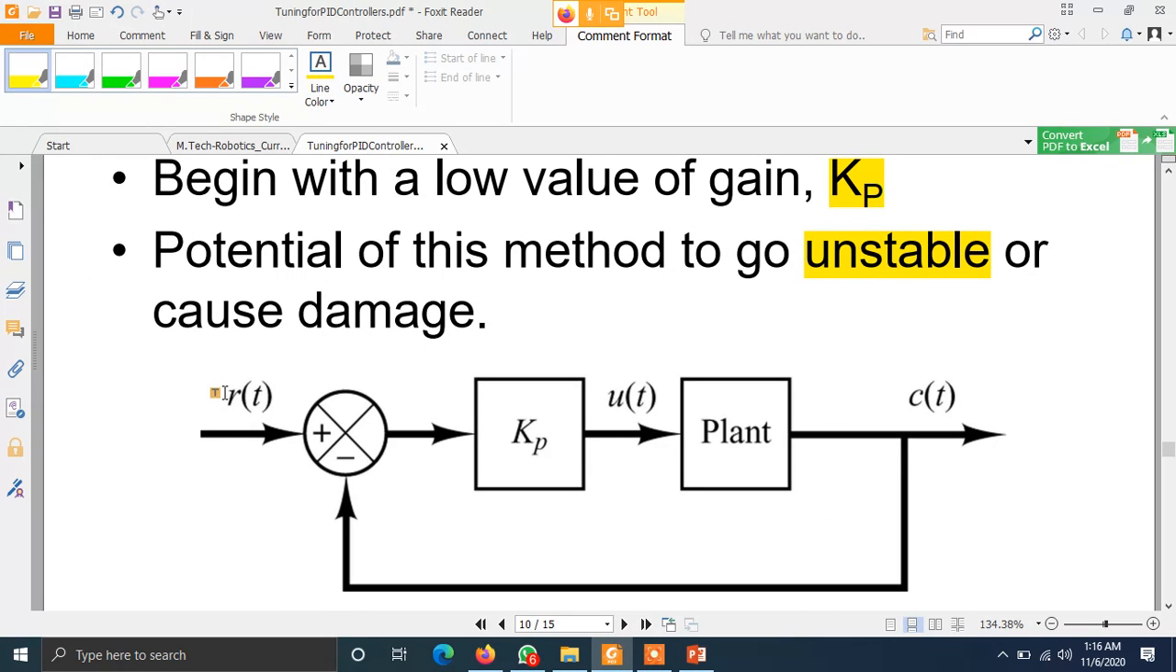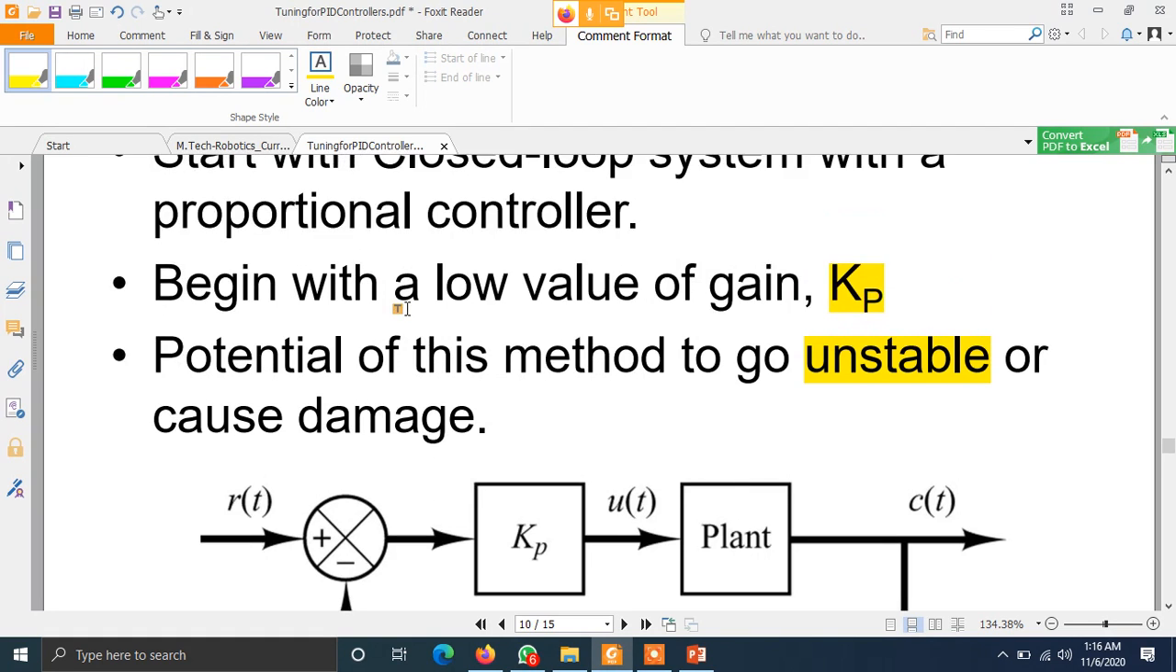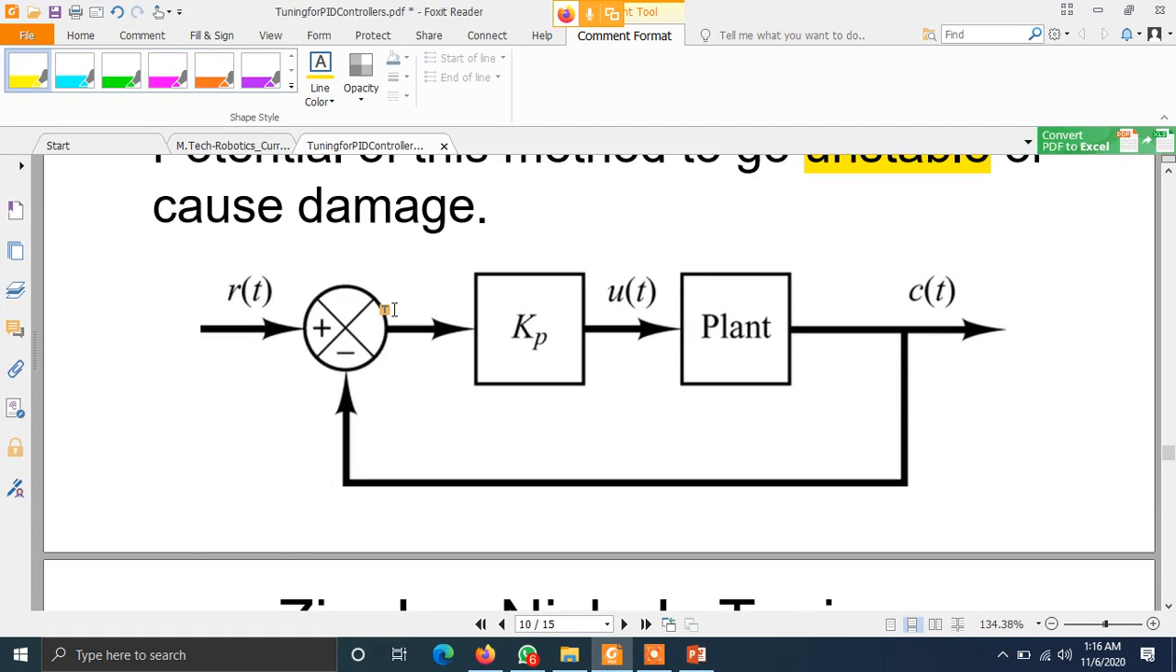Given an input R of t, what kind of signal do we have to use? A step signal? In this case, maybe we are not giving any signal as such. We have just taken a feedback loop and given it to a proportional controller.